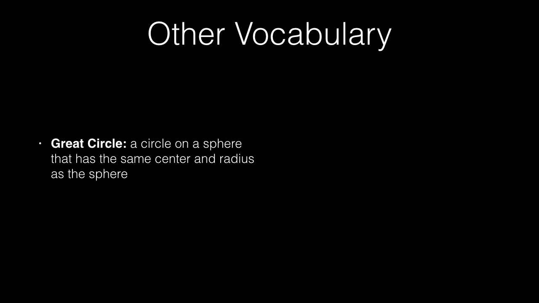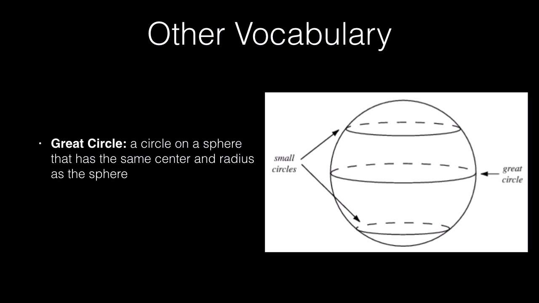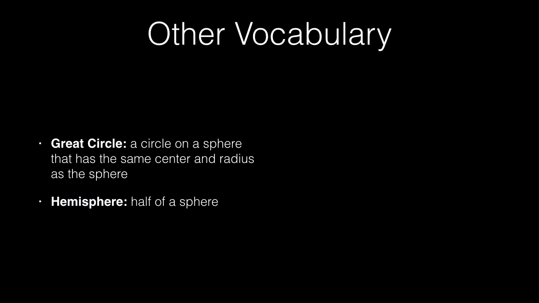So some other vocabulary for you to get down. The great circle. So a circle on a sphere where the center is the same and the radius is the same as the sphere. You'll notice in these two smaller circles, their radii are much less than that great circle, right? So the great circle is essentially the largest circle on a sphere. And that radius is going to be the same. The radius of the great circle will be the same as the radius of the sphere. And then also we have a hemisphere. Hemisphere is just half of a sphere.